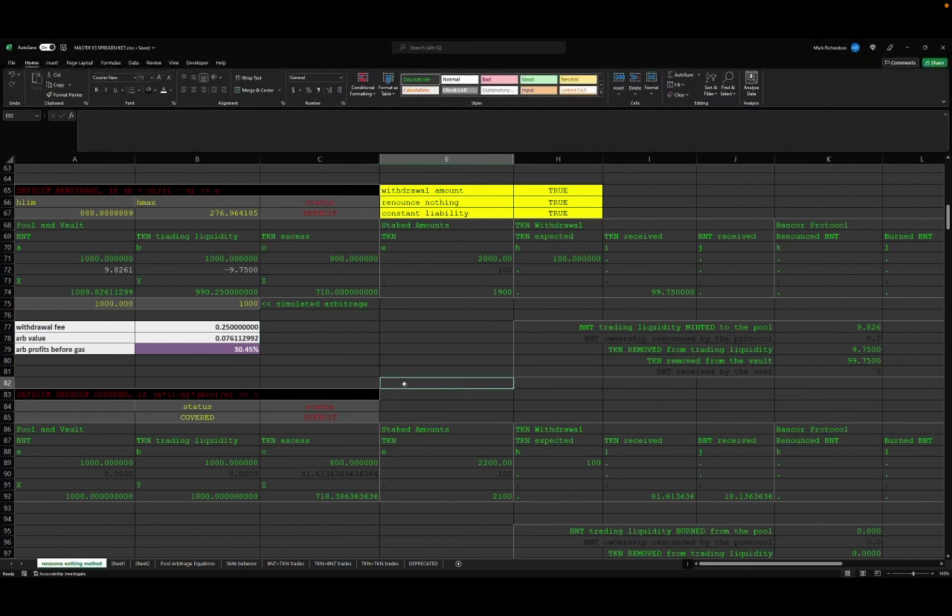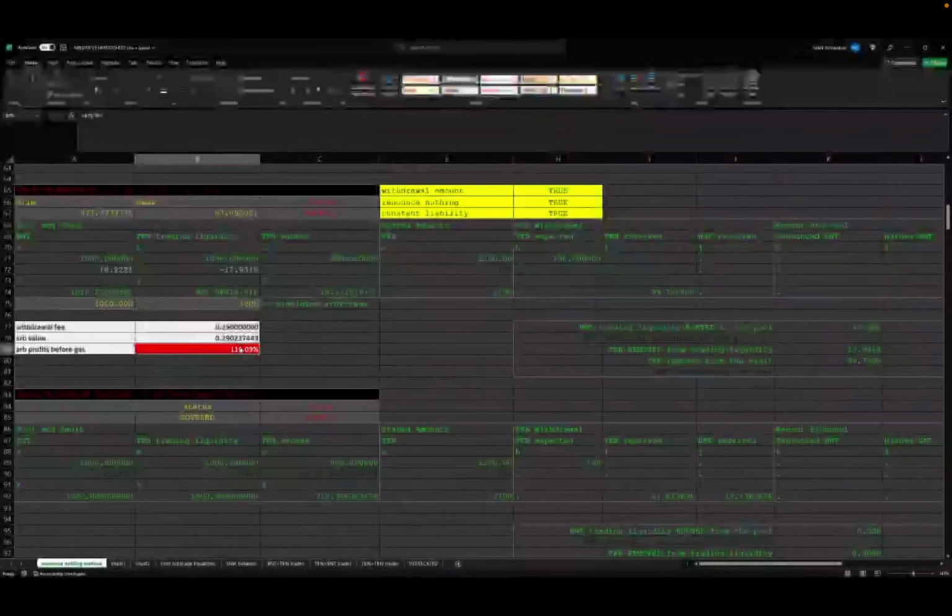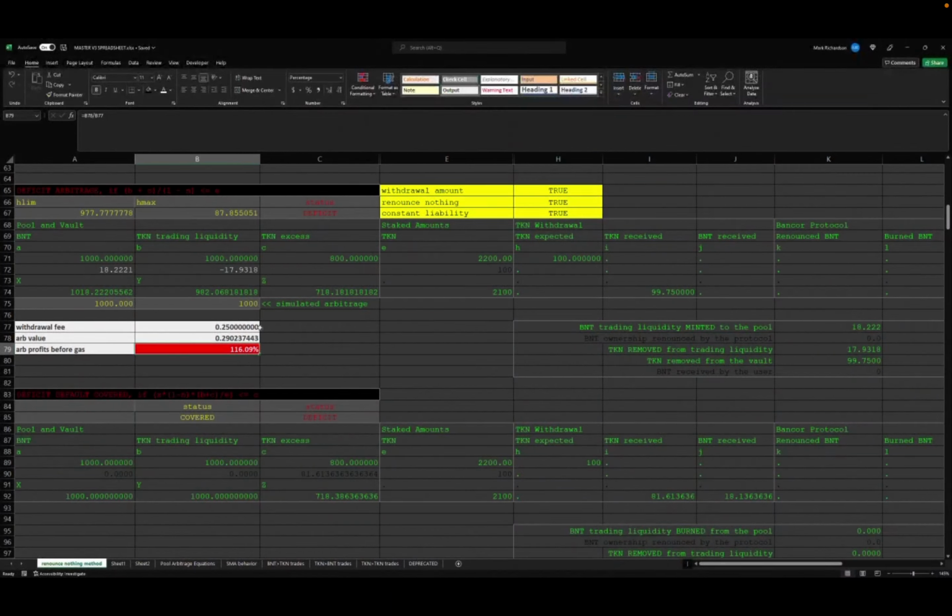Okay, so what happens though if we increase the staked amount a little bit? So make the deficit slightly worse. So if we increase this to like 2,200, for example, you can see that that's enough to take the ARB profits to 116%, which means that there is an exploit opportunity here. And you can see H max is automatically updating to reflect the new maximum withdrawal amount that this logic can support.